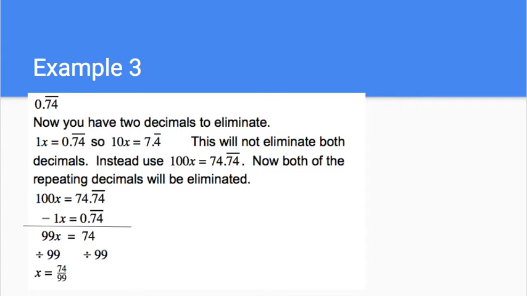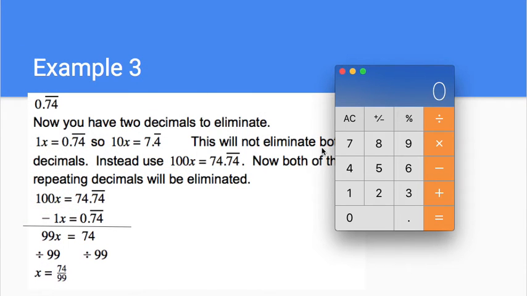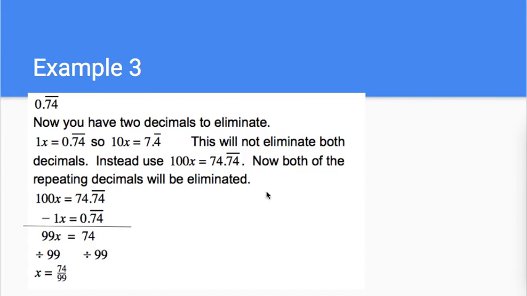And of course, I have closed out my calculator, so I need to go back and find it. There it is. If I do 74 divided by 99, I get 0.747474, and again, ignore the fact that it's rounding up.